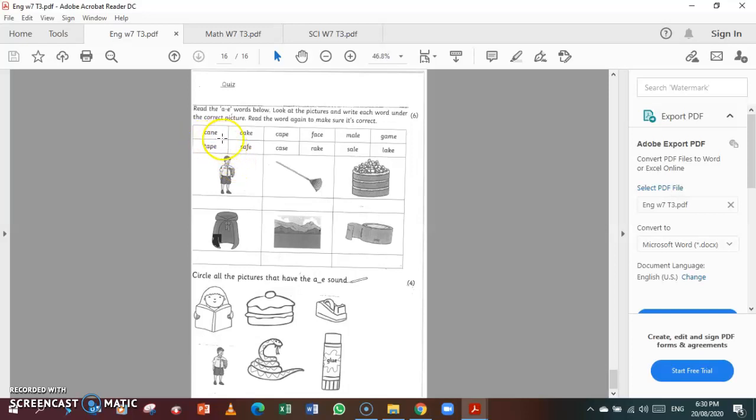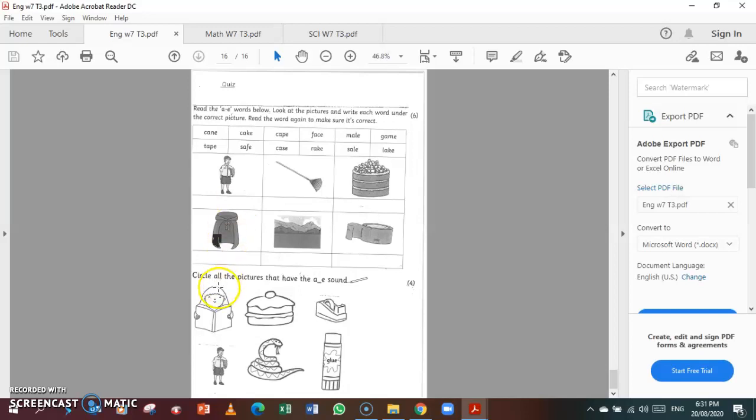Okay, so you've got cane, cake, cape, face, mail, game, tape, safe, case, rake, sail, lake. Okay, just write the word below the picture. That's what you have to do for this activity. So if this was a car, you would write car, but this is not a car. Okay? So you write what you see from the list above.